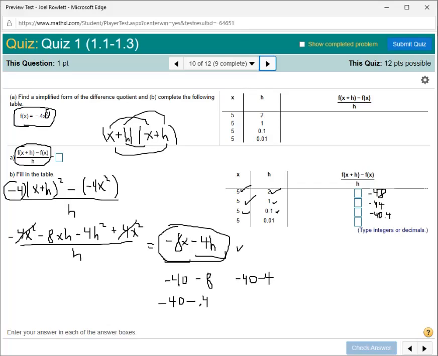And finally, let's look at what happens when we have 5 for x and 1/100th for h. So that's going to be negative 40 minus 0.04. So that means you'll go back 40, back 4/100ths. So to me, that should be negative 40.04.